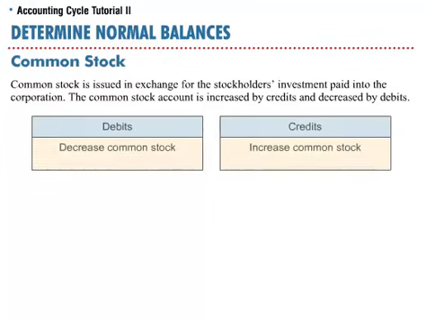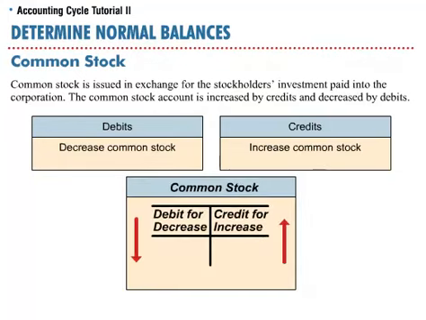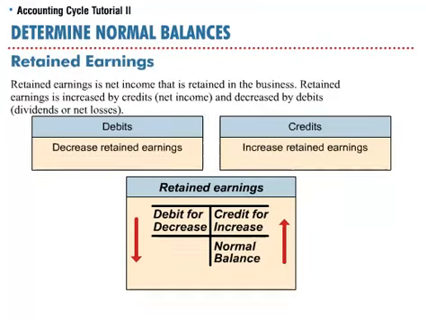Investments by owners are credited to the common stock account. For example, when cash is invested in the business, cash is debited and common stock is credited. The common stock account will normally have a credit balance. Retained earnings represent the portion of the stockholders' equity which has been accumulated through the profitable operation of the business. It is increased by credits and decreased by debits, dividends, or net losses. Normally, retained earnings will have a credit balance.